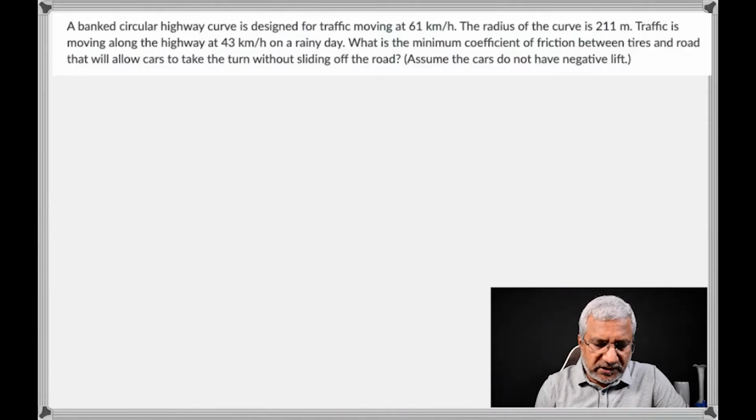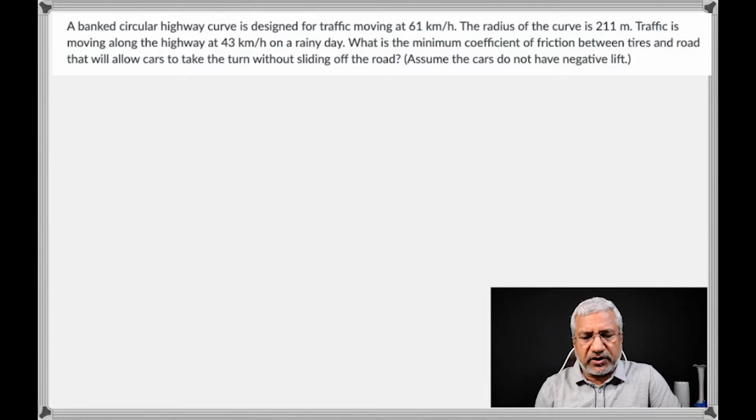So here is the question. A banked circular highway curve is designed for traffic moving at 61 km per hour. So it's banked for that speed. The radius of the curve is 211 meters. Traffic is moving along the highway at 43 km per hour on a rainy day. That means on a rainy day, you see, friction is less.